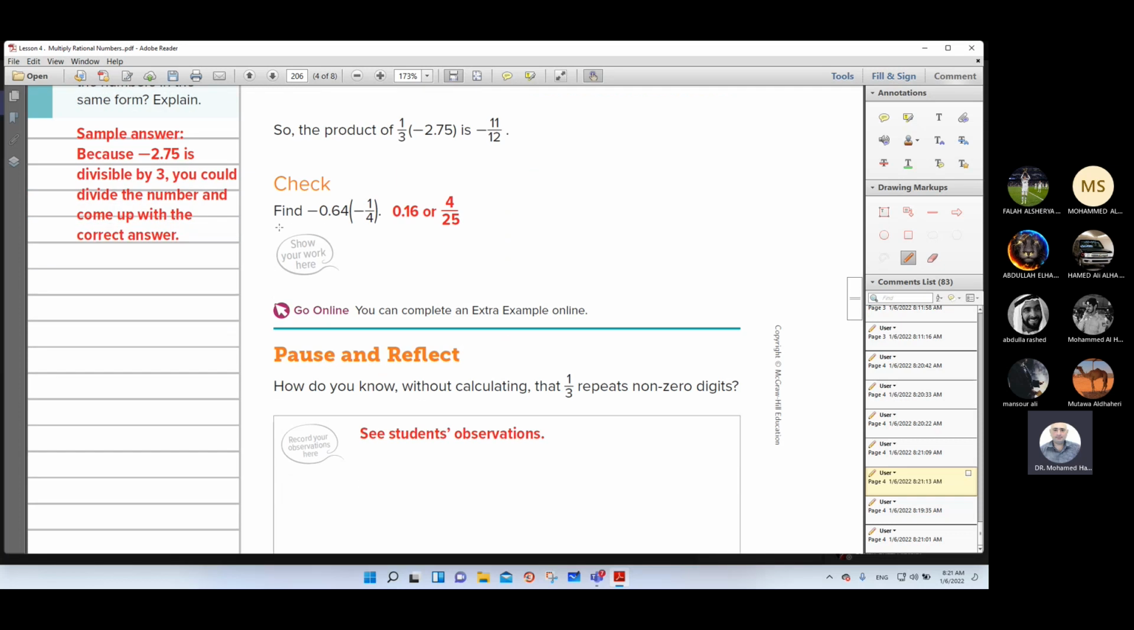In this example, as you see here, you have a decimal multiplied by a fraction. Here you can do two cases. You can change the decimal to the fraction, then multiply by the fraction. And you can change this fraction to the decimal, because this fraction is terminating. It's up to you. So, how to change 0.64 to the fraction? 0.64 means 64 over 100.